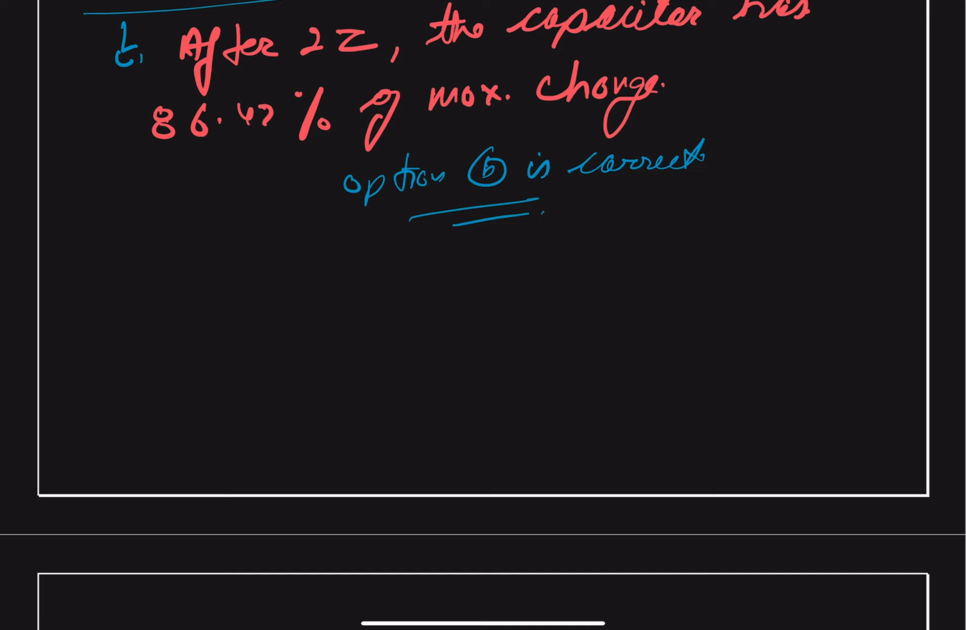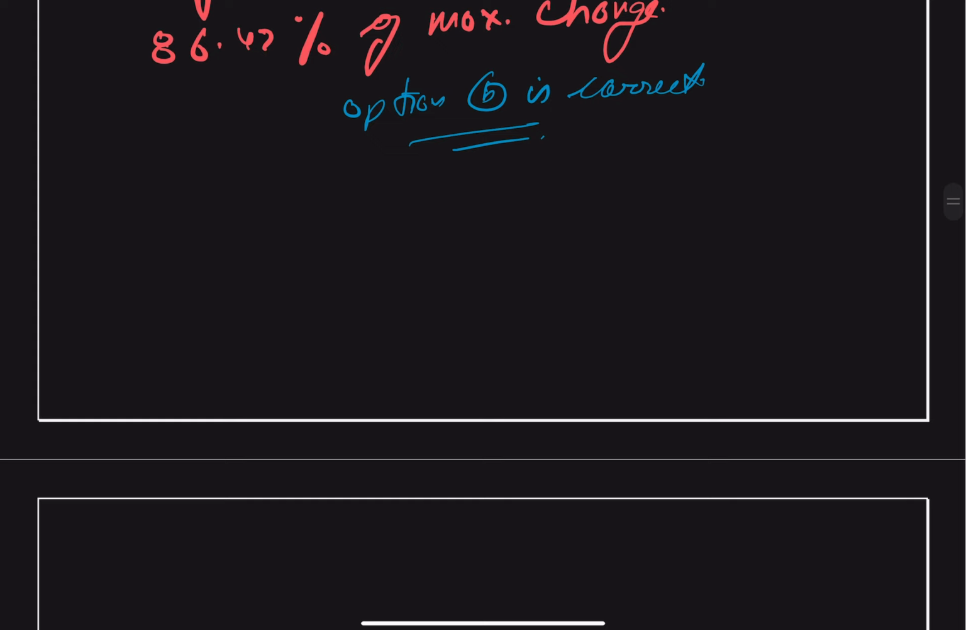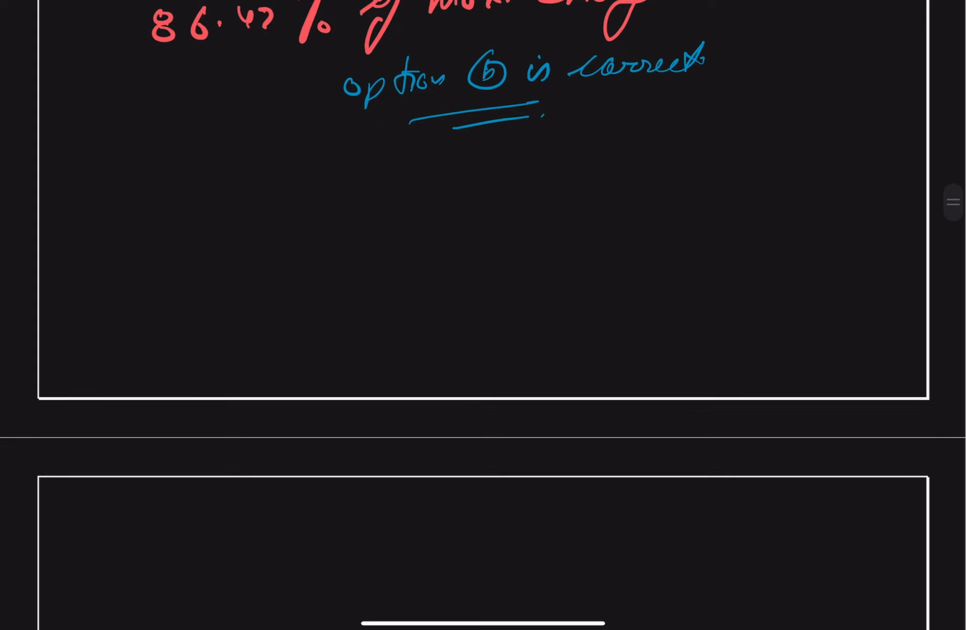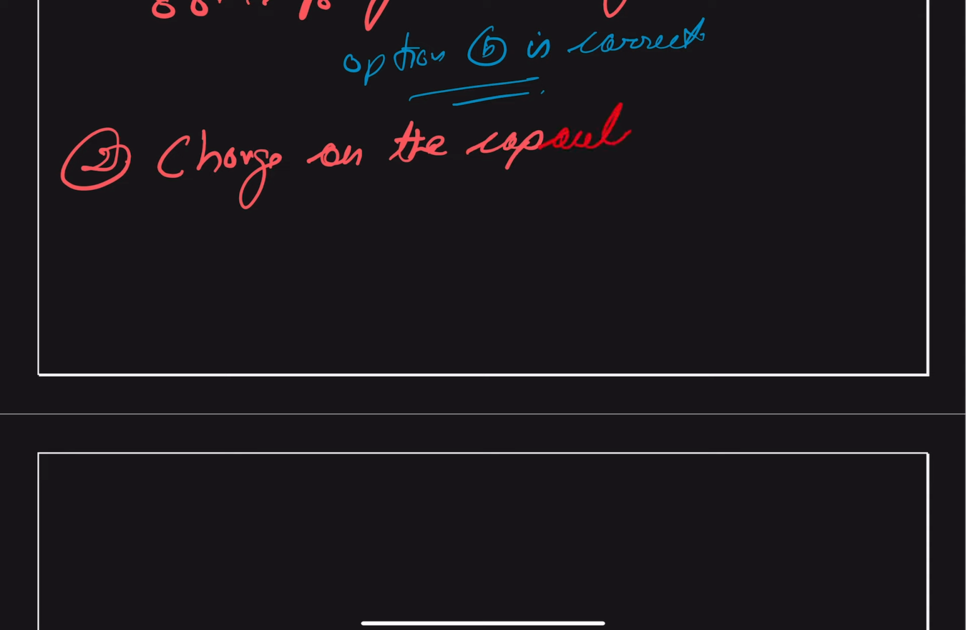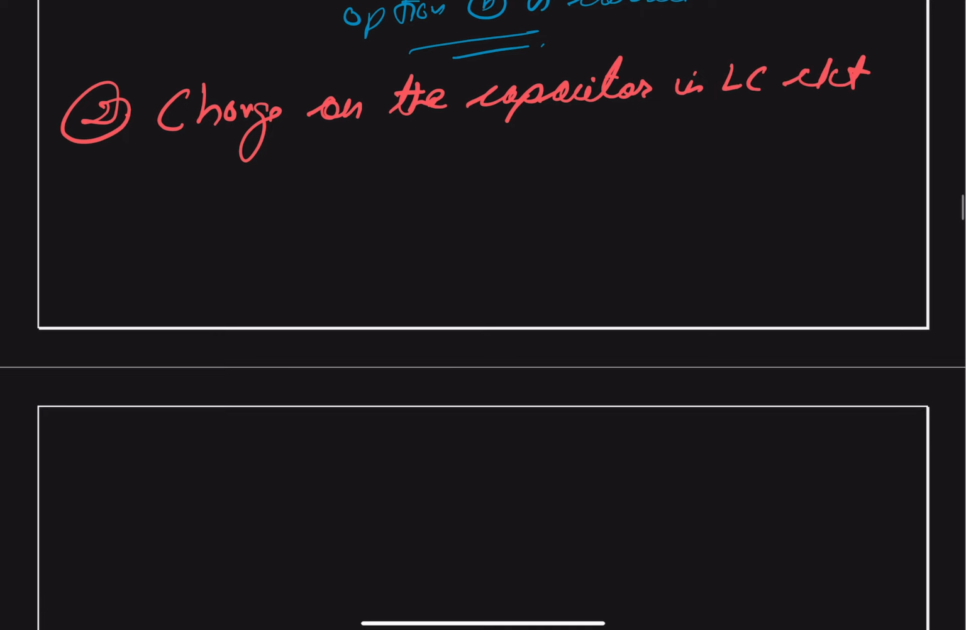Now we come to the second part, and here it is asked what will be the charge on the capacitor in the LC circuit for t greater than or equal to 0. For the second part, we have to find out the charge on the capacitor in the LC circuit for t greater than or equal to 0.